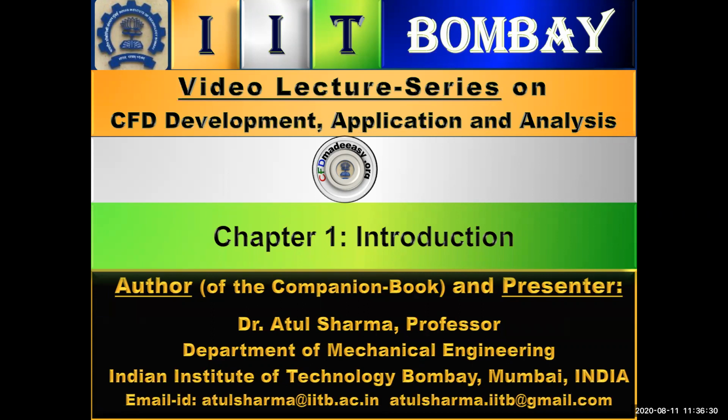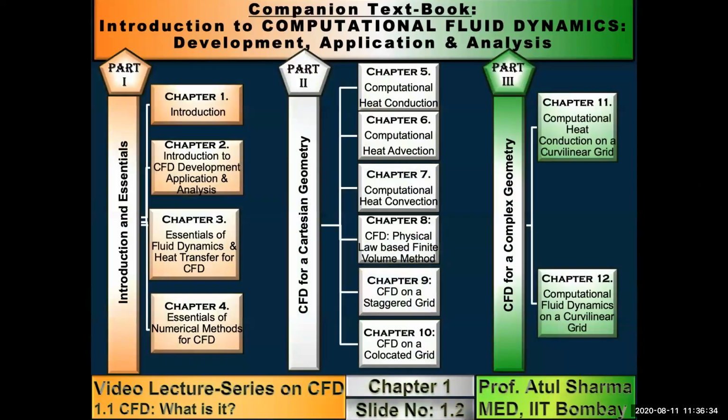This is lecture 2 of chapter 1 of a companion book on Introduction to Computational Fluid Dynamics. This book consists of 3 parts. The first part is like building the foundation for the course, which consists of introductions and essentials. Part 2 enables you to develop CFD code or software for CFD problems in a Cartesian geometry. And part 3 enables you to develop CFD software for complex geometry problems.